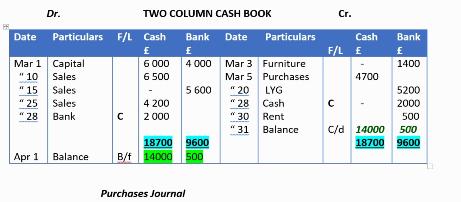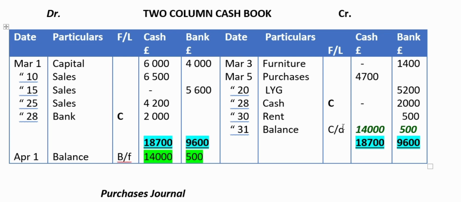So the 500 total of 9,600 pounds. The same thing applies to the cash column. 4,700 when added with the balance of 14,000 gives us 18,700, which harmonizes with what we have at the debit side, 18,700 and 9,600.